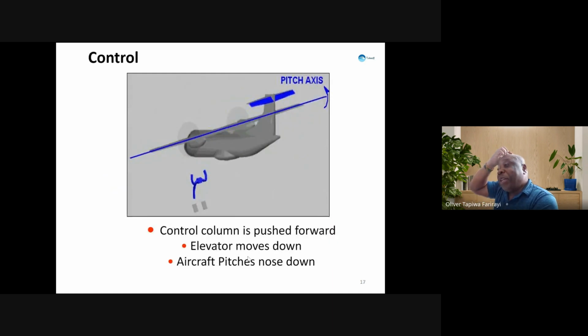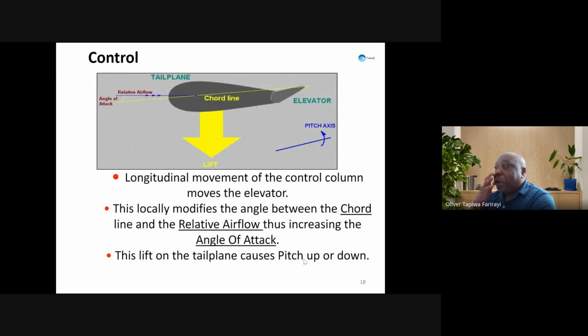Now let's look at the pitch. Control column is pushed forward, then the elevator moves down, and then the aircraft pitches nose down. Let's look at what's happening here. It's up. Again, the chord line has been adjusted.